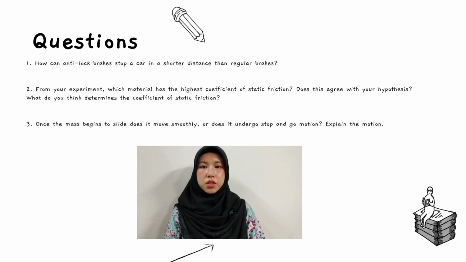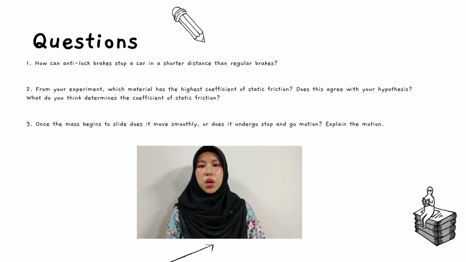Question 2. From our experiment, which material has the highest coefficient of static friction, and does this agree with our hypothesis? And what do we think determines the coefficient of static friction? We think rubber has a higher coefficient of static friction than wood. This aligns with the hypothesis as rubber provides better grip. The coefficient of static friction is influenced by surface roughness, materials involved, and the forces pressing them together. Smoother surfaces and materials with higher adhesion tend to have higher coefficients of static friction.